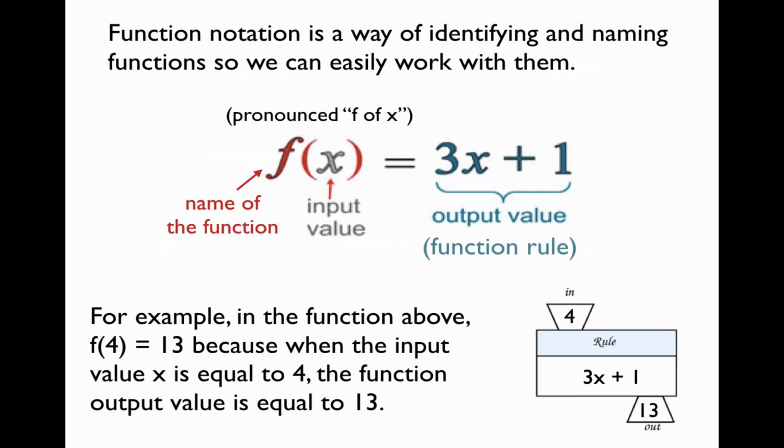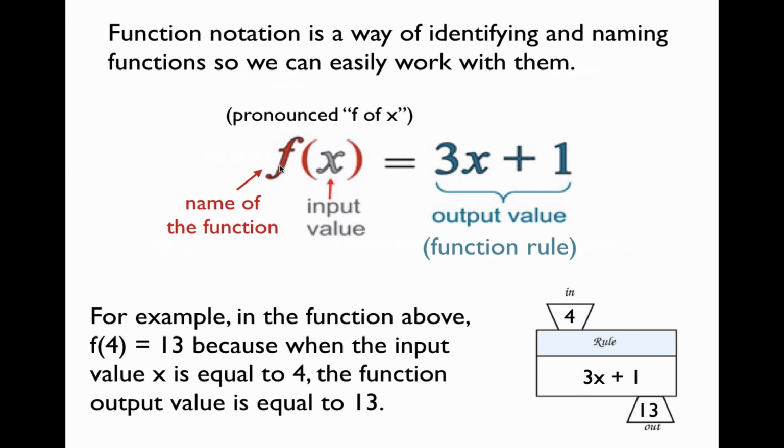Now, function notation is a way of identifying and naming functions so we can easily work with them. It's another way of representing the machine. All right, function notation involves the name of a function, usually using a single letter like f. All right, the input value, which is often but doesn't always need to be x. All right, and then over on the other side of the equal sign, there's an output value, usually described by the function rule.